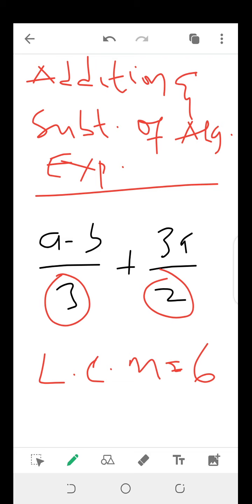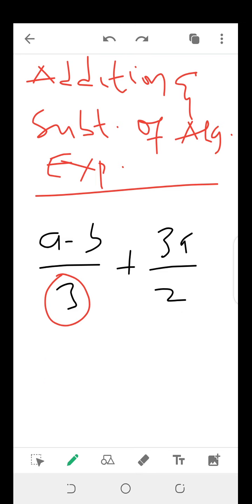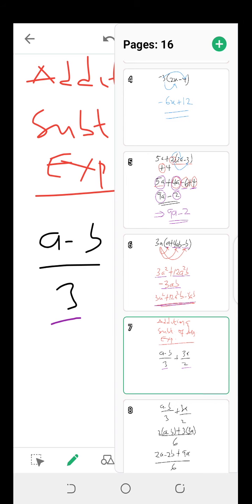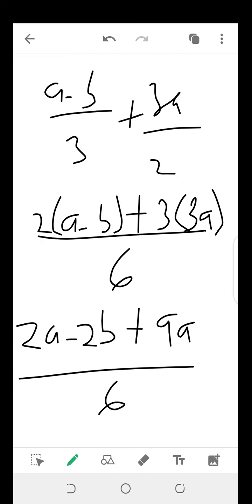All that we need to know here is very simple. We need to understand the least common multiple, or LCM, in order to solve any algebraic fraction. Here the fractions have been given, so we consider the LCM of the denominators. The denominators are 3 and 2, and the LCM of the denominators is 6. So we use 6 to solve this type of expression. Let's see how we can solve it. The LCM is 6, so write the 6 here.